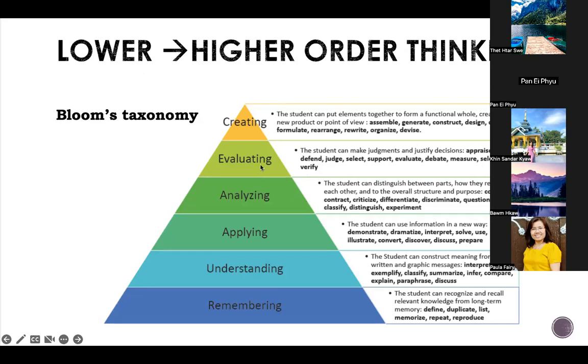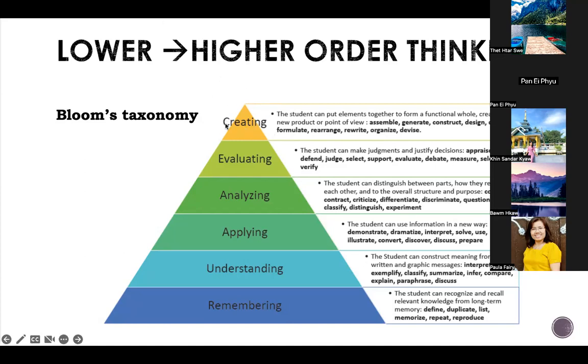And now the next level is evaluating. That is very close to the top. In evaluating, students can make judgments and justify decisions. Here are also other important examples of verbs like appraise, argue, defend, judge, select, etc. And after evaluating, you can ask the students to put elements together to form a functional whole, to create a new product or point of view. This is perhaps the most difficult and most cognitively demanding thinking.